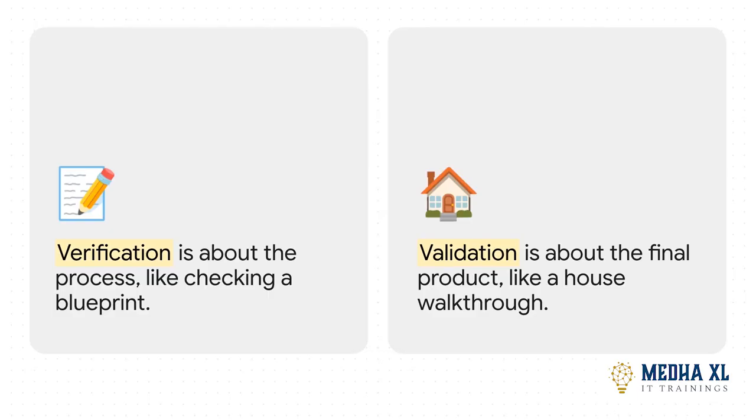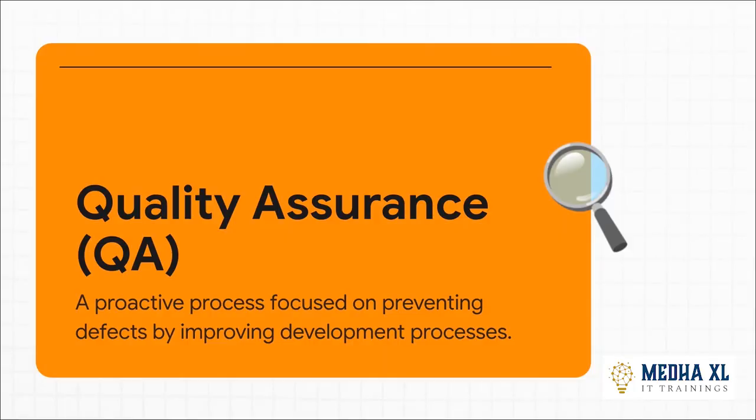So let's boil it down. Verification is proactive. You're checking the blueprint before you build. Validation is reactive. You're walking through the finished house. See the difference? One is all about preventing defects. The other is about finding them. And what's cool is how this ties directly into two other big terms, QA and QC.